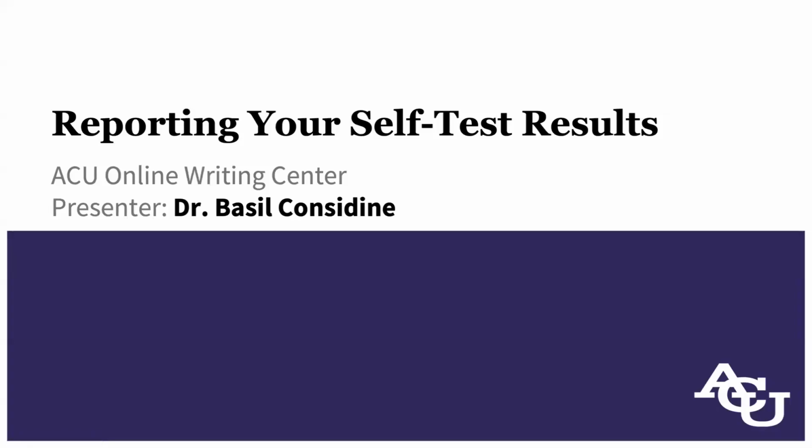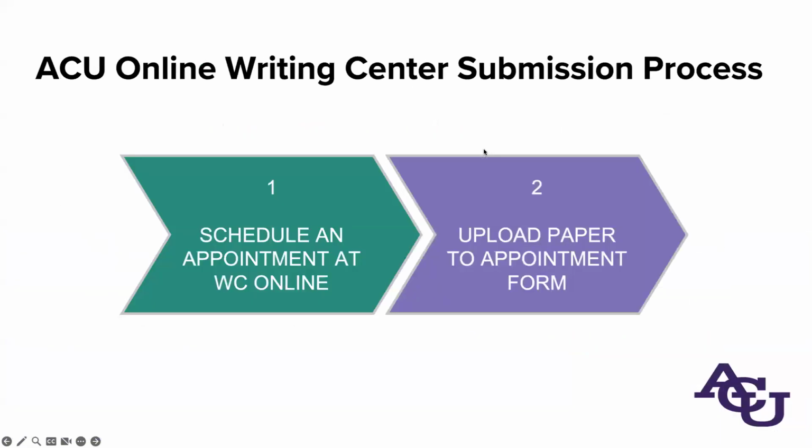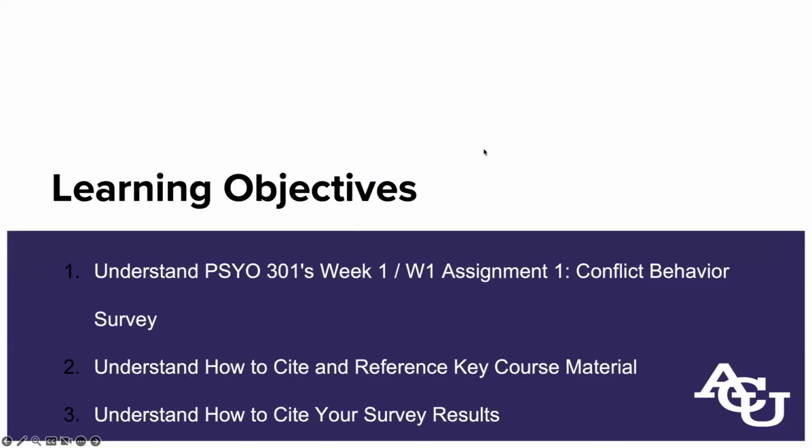I'm here from the ACU Online Writing Center, and today we're going to be talking about how to report your self-test results. Now, this is coming from an assignment in PSYO 301, where you're asked to take a conflict behavior survey. And this is a fairly common assignment. It's a great one to prepare you for job application interviews when they ask you about what your style, what your preferences, how you would lead, and how you would respond to different scenarios.